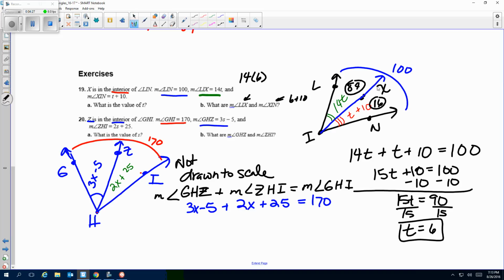We're going to combine like terms. 5x. Add my x's. We have a negative 5 and a positive 25. That's going to leave me with 20, equals 170. Then I can subtract my 20.